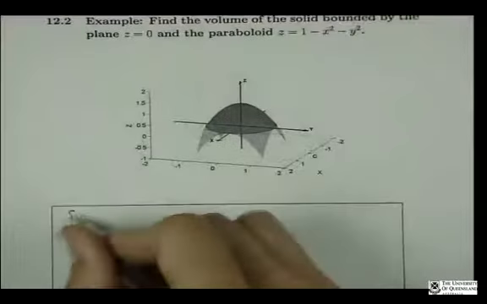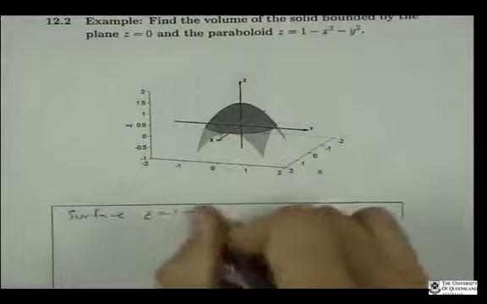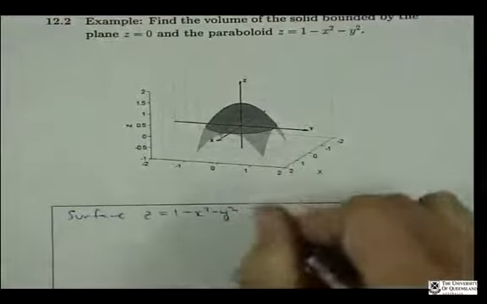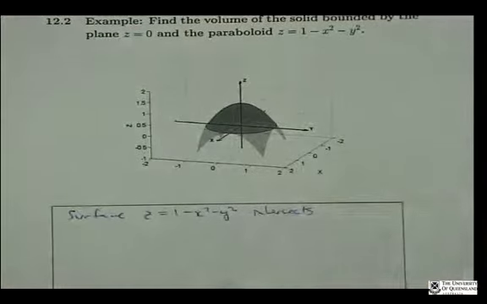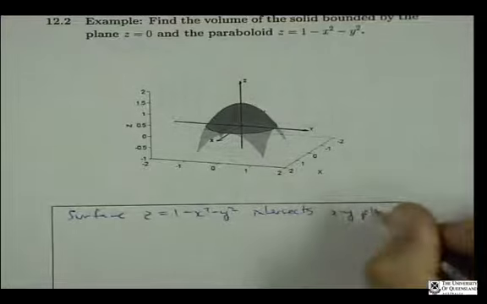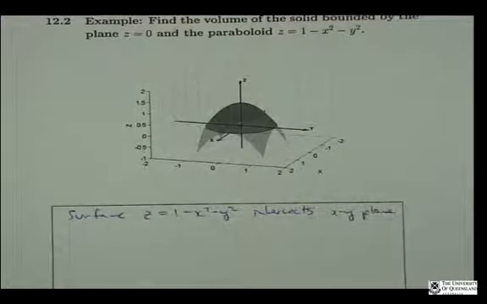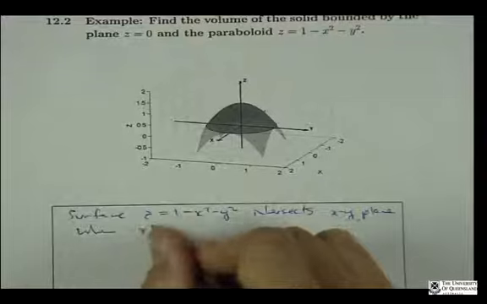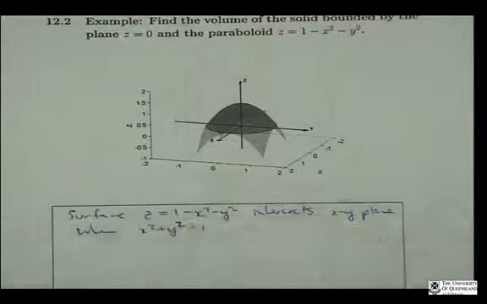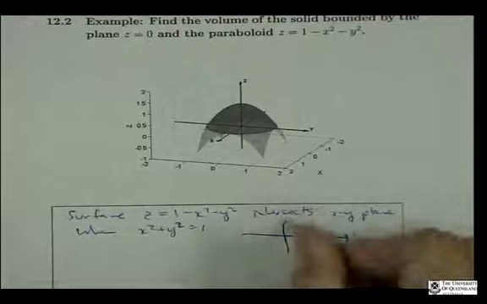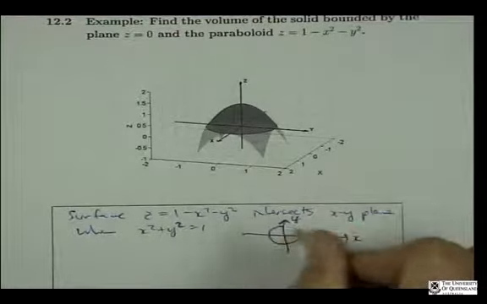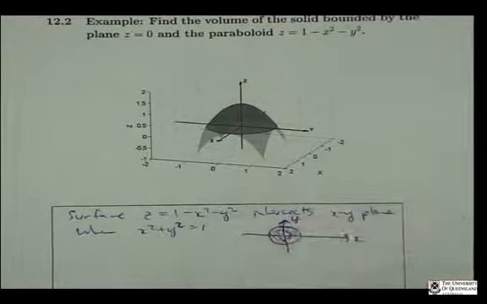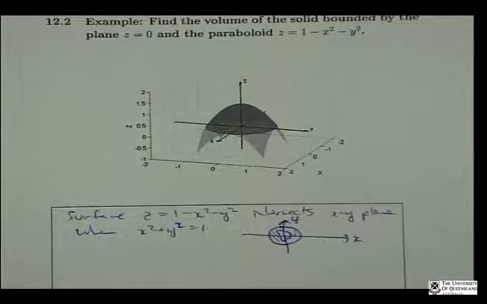We can observe that the surface z equals 1 minus x squared minus y squared intersects the xy plane, that is the plane z equals 0, when x squared plus y squared equals 1. So x squared plus y squared equals 1 in the xy plane, that's just a circle of radius 1 centered at the origin, right? So the volume of the solid bounded by this region in the xy plane and that surface, z equals 1 minus x squared minus y squared.